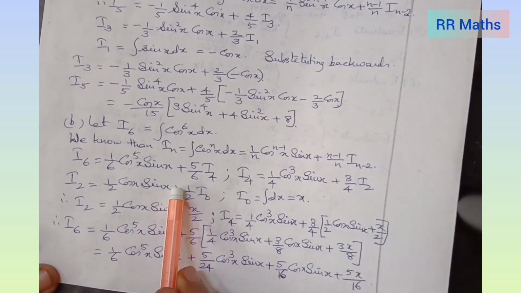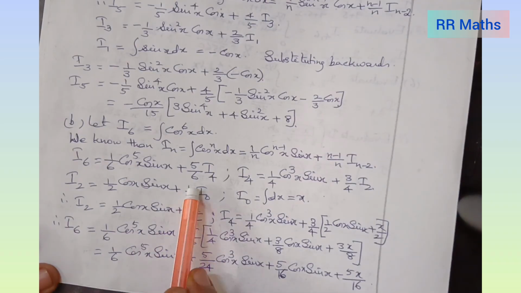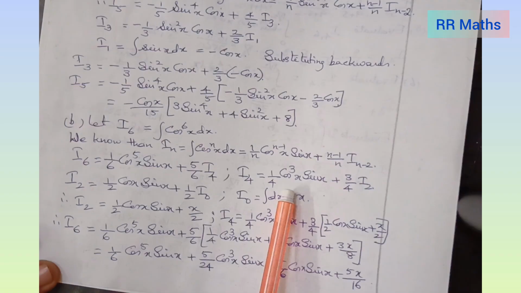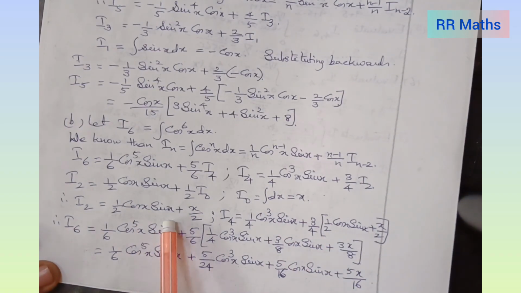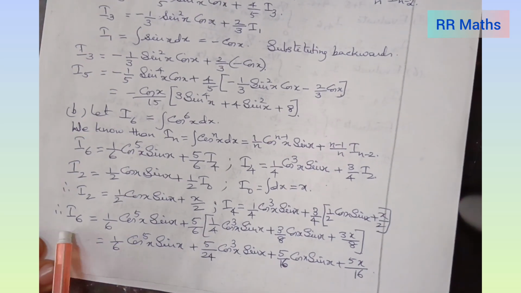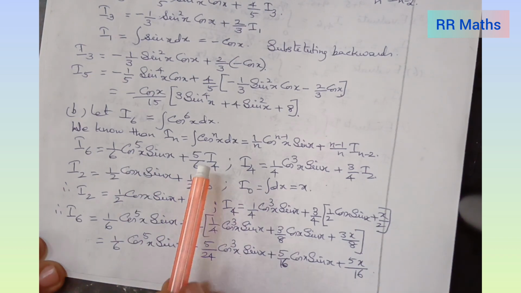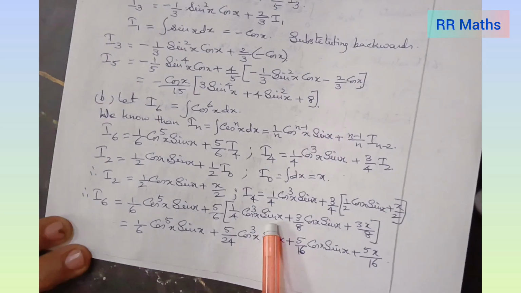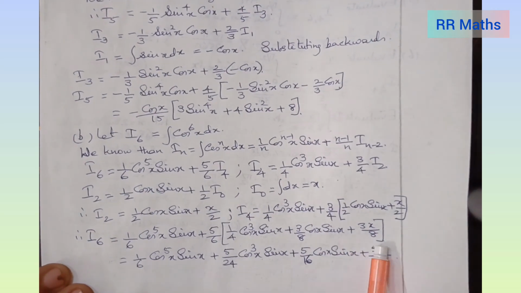Again use back substitution. So I2 will now reduce to half cos x sin x plus x by 2. Substitute I2 in I4. So I4 is 1 by 4 cos cube x sin x plus 3 by 4 into half cos x sin x plus x by 2. Now for I6 you substitute I4. I6 is equal to 1 by 6 cos power 5x sin x plus 5 by 6 into I4, that is 1 by 4 cos cube x sin x plus 3 by 8 cos x sin x plus 3x by 8.